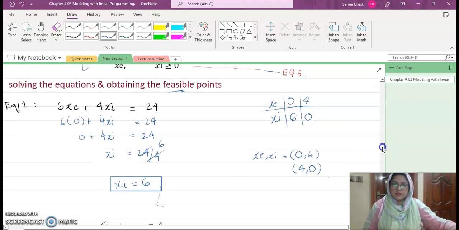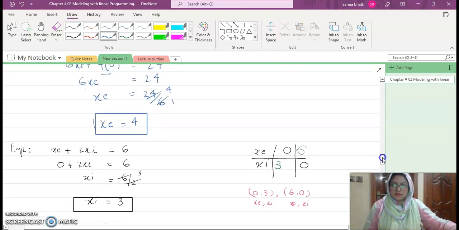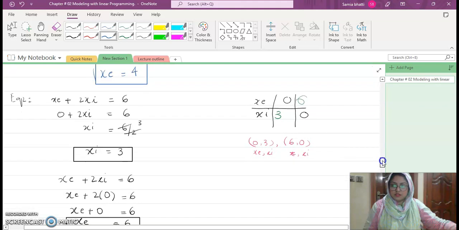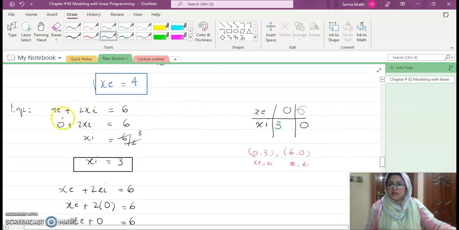So we have obtained the values, and in a similar way I have solved the other equations as well. Similarly, equation number 2, where you can see xe plus 2xi is equal to 6. First I made xe's value 0, and by putting 0 at xe's place, I got the value of xi, which is 3. So in the first coordinate we have 0, 3, and the other we have 6, 0.